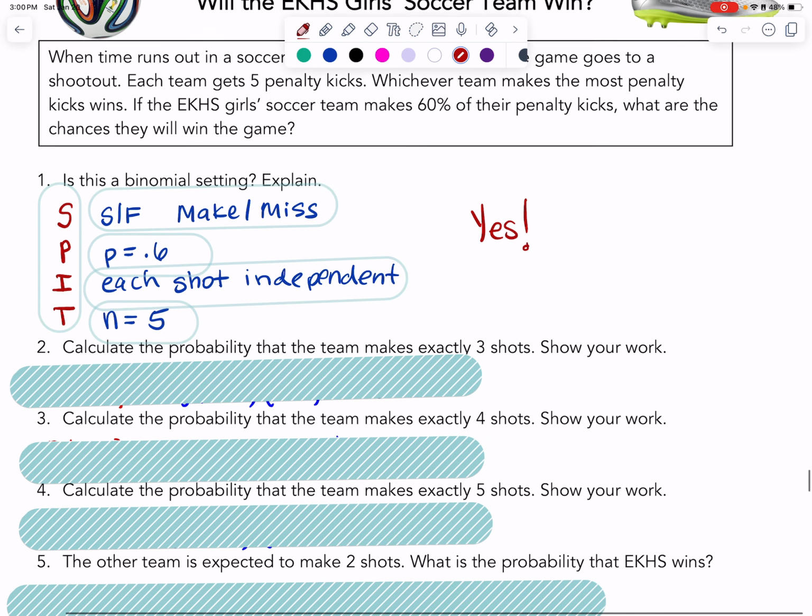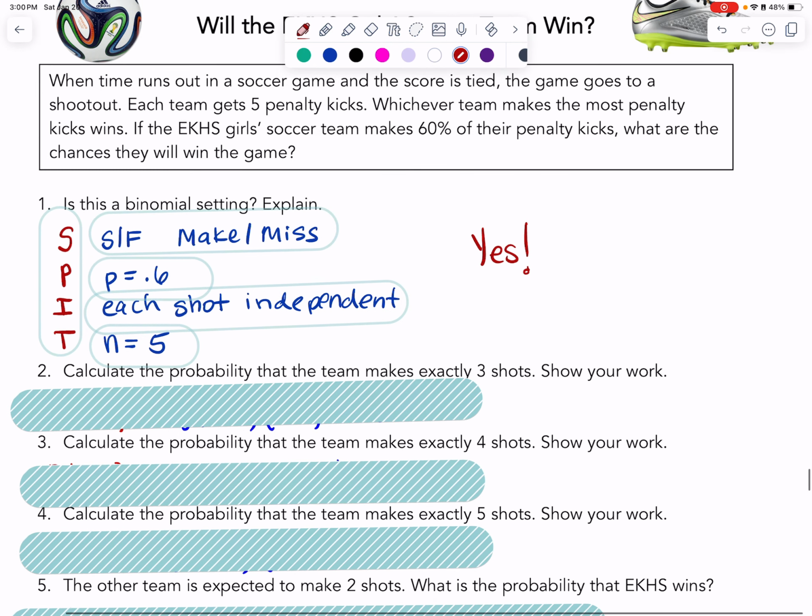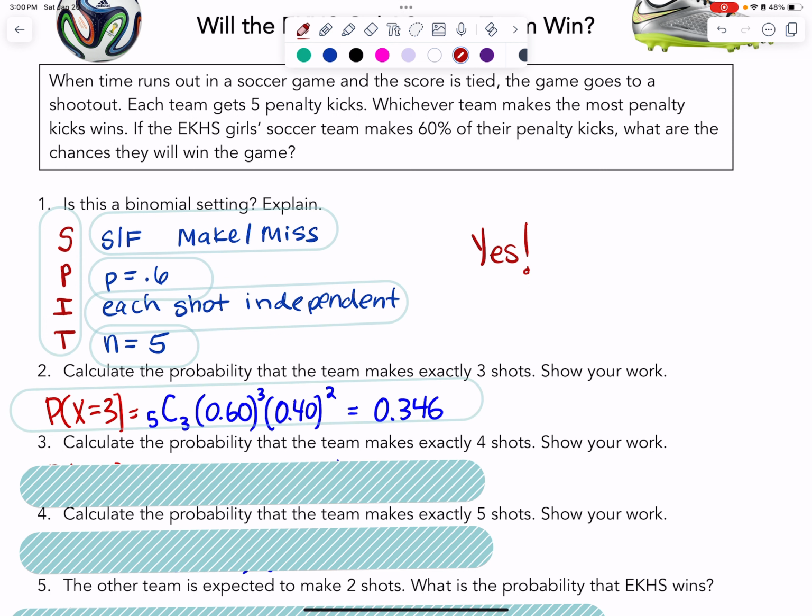All right, calculate the probability that they make exactly 3 shots. If you can't remember, look at yesterday's, try to do it, and then go from there. So I have P(X = 3), 5 choose 3. Just a reminder, 5 choose 3 is the same as 5 choose 2. And in your calculator, it looks like nCr 5, 3.